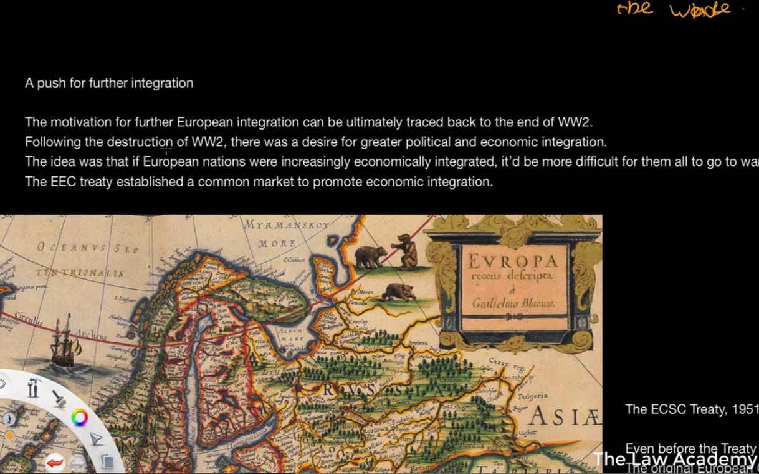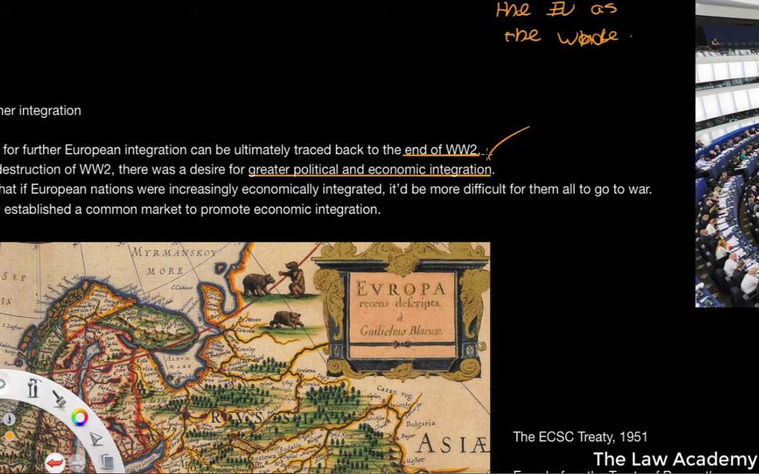Ultimately, the motivation for further European integration came at the end of World War II. World War II happened between 39 and 45. It was the most destructive single armed conflict in all of human history. And following this destruction of Europe, there was a desire to seek greater political and economic integration, on the premise that this would make peace more likely. So this would ensure peace.